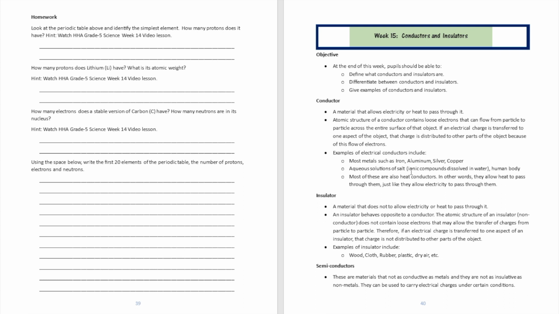Most electrical conductors also conduct heat. In other words, they allow heat to pass through them, just like electricity is allowed to pass through these materials. What about insulators?